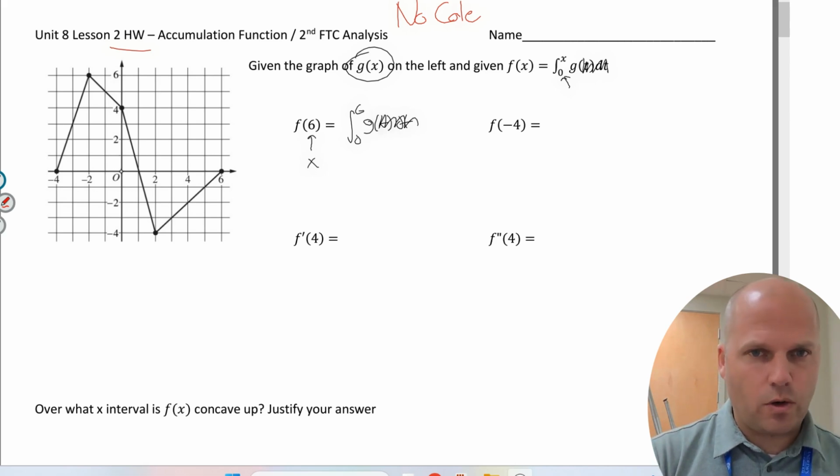So we're starting at 0, we're going to 6. I need to figure out what's going on here. I could probably find all of the regions. This is a base of 1. This is a height of 4. So this area is 2.